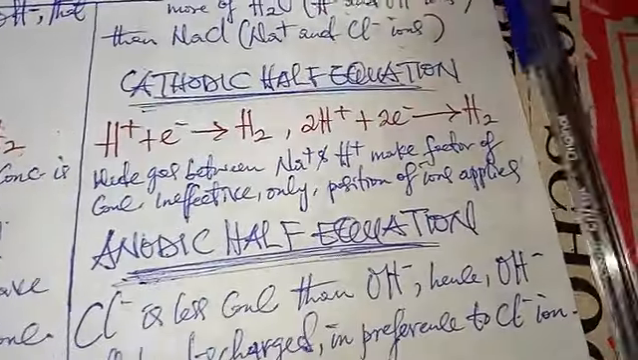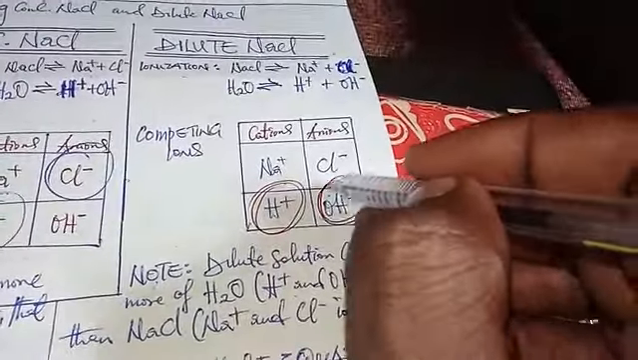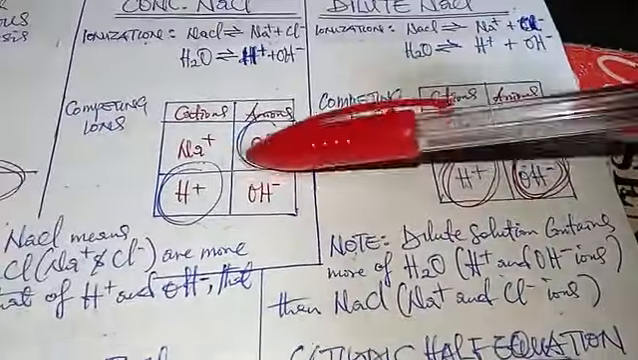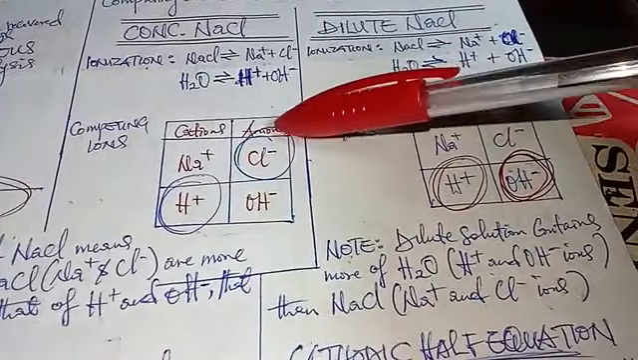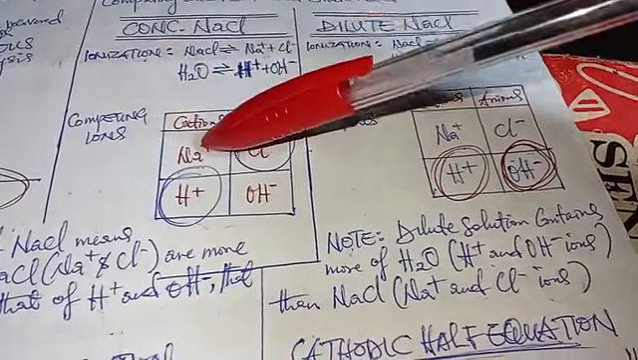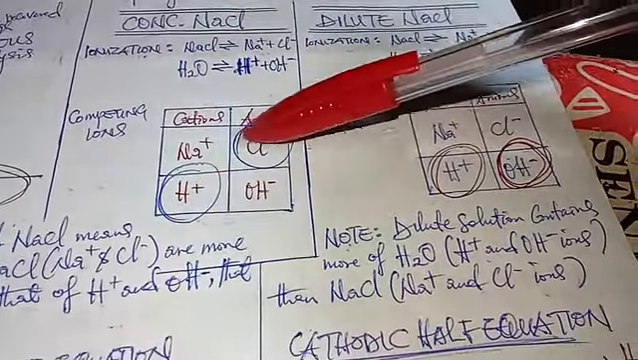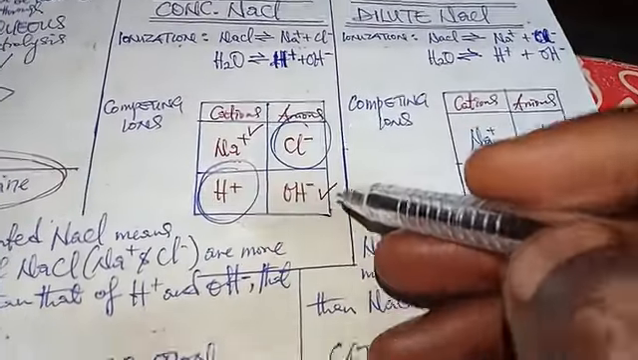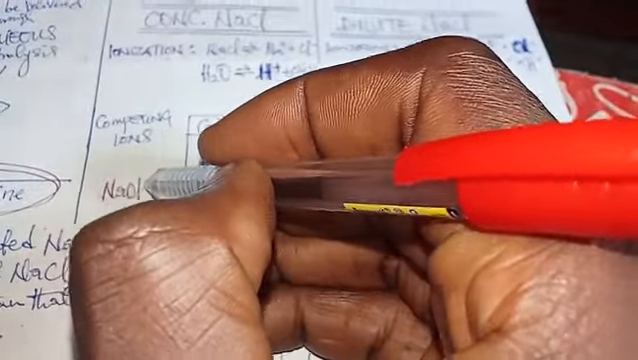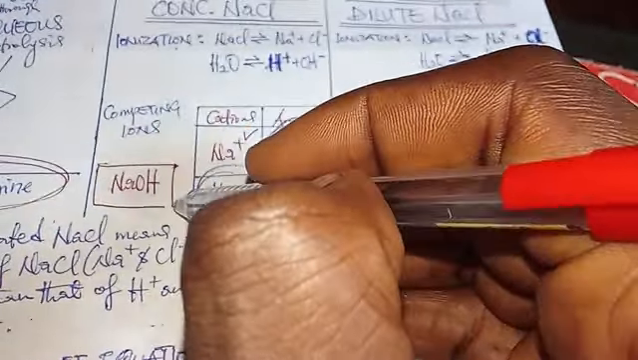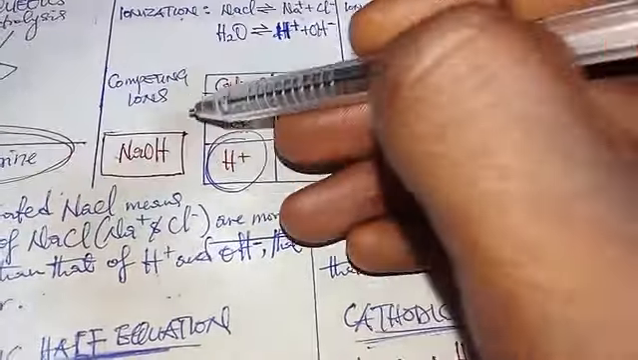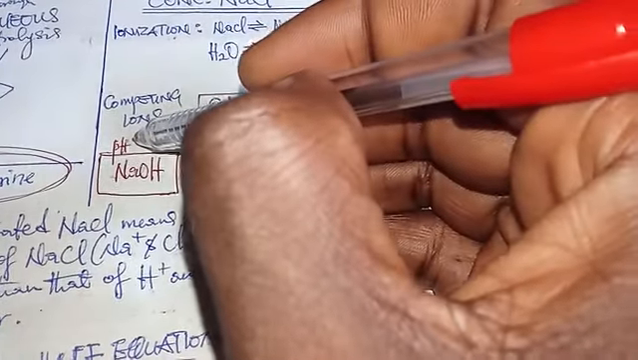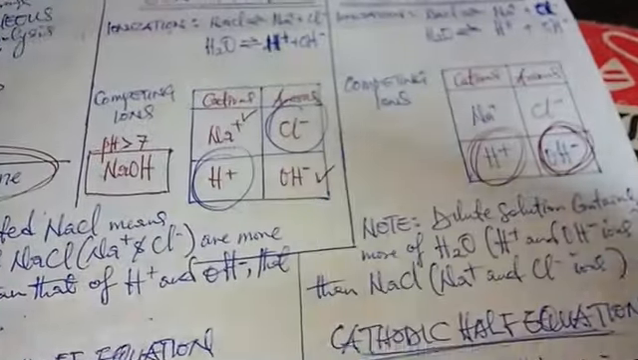Sometimes they can ask you what is the pH of the electrolyte remaining in the electrolytic cell after the electrolysis. For concentrated sodium chloride, the pH of the electrolyte will be dependent on what is remaining. You know that hydrogen has moved out, chloride ion has moved out. We now have hydroxide ion and sodium ion. Two of them will join together to form sodium hydroxide. I know that sodium hydroxide is an alkali. So the pH of whatever is remaining in the electrolytic cell is going to be greater than 7.